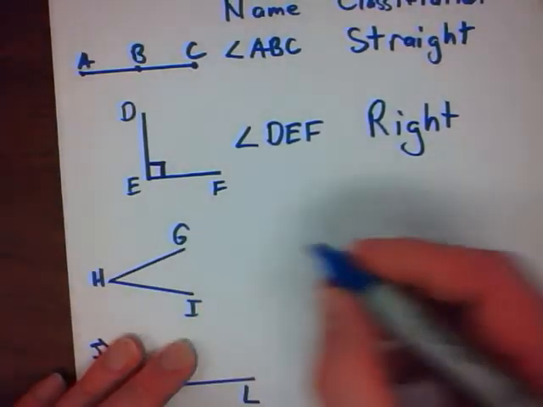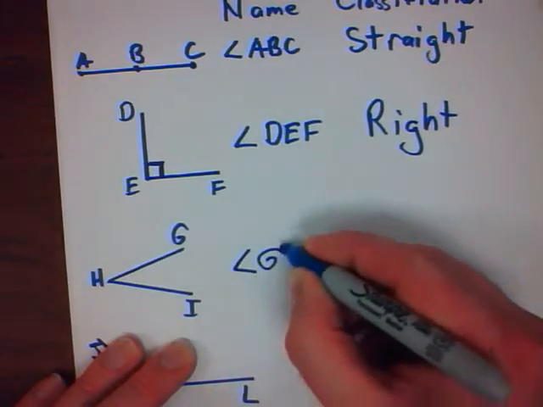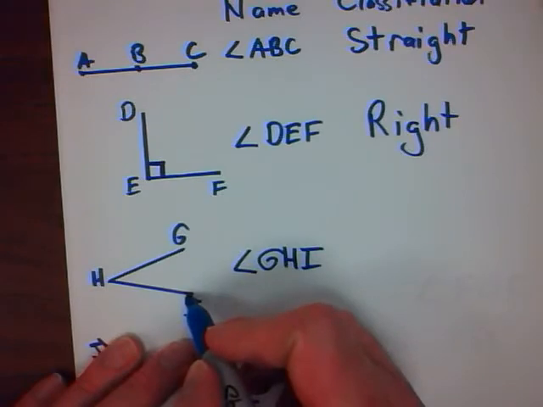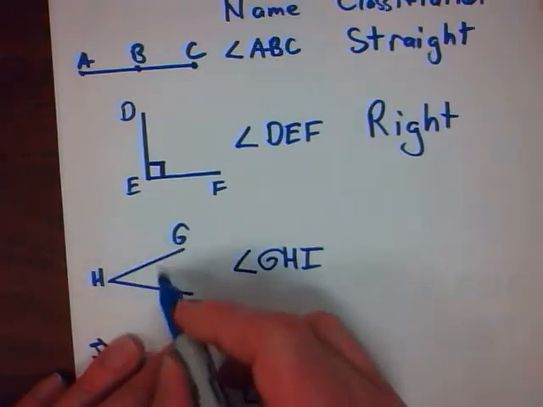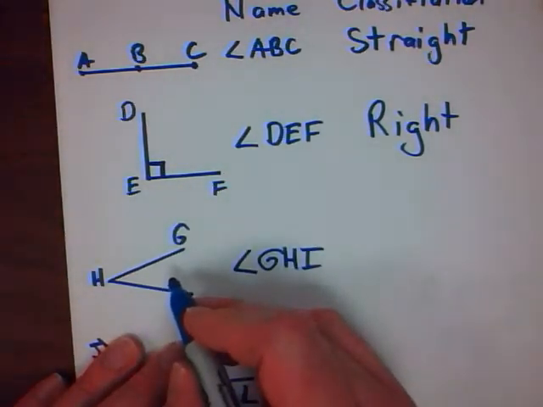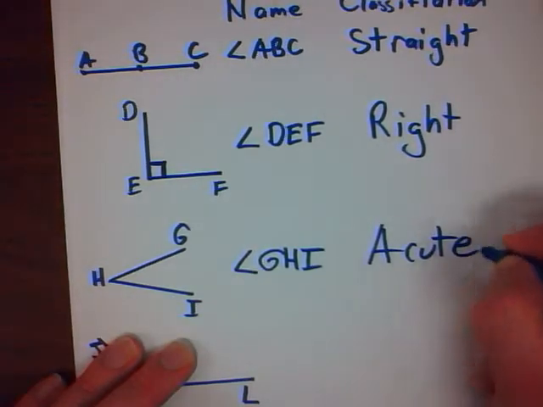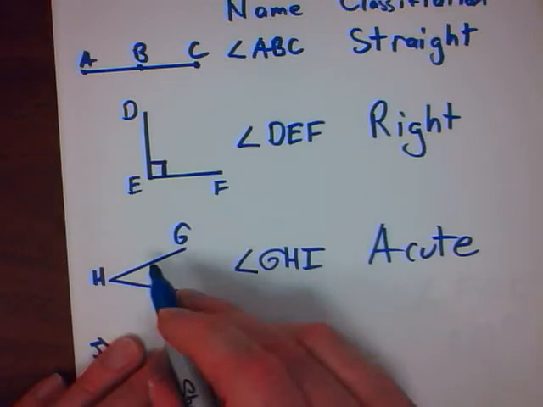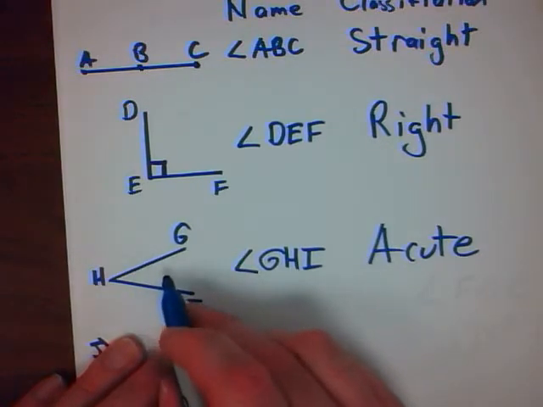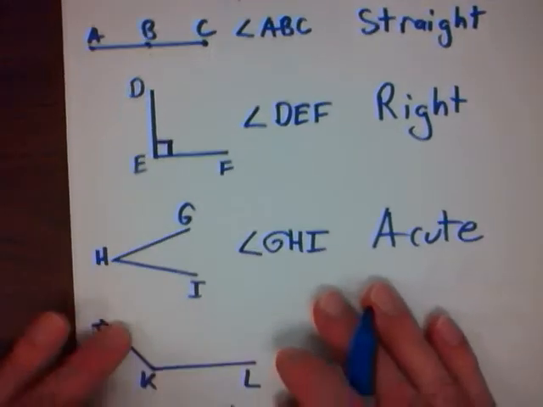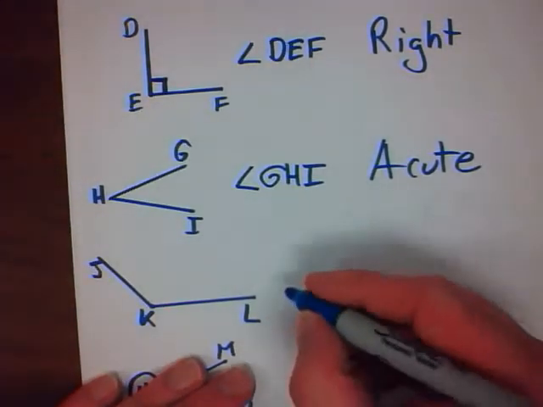Now this angle, its name again is GHI. This angle is less than 90 degrees. That's the key thing to realize. It's less than that one. It's called an acute angle. Now how in the world do you remember that name? Well, it's small, and like a small little puppy or kitten, it's cute. It's an acute angle. At least that's the way I remember it. It works for me.